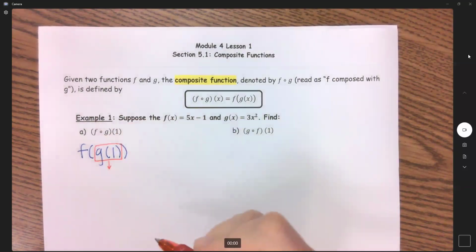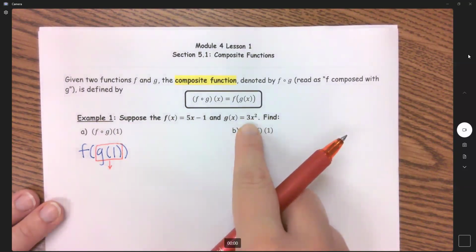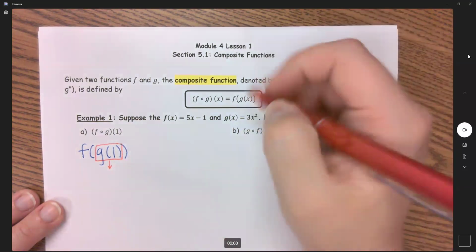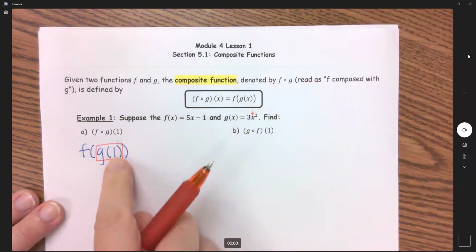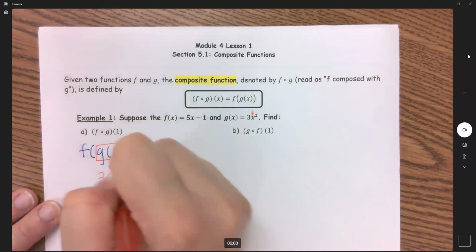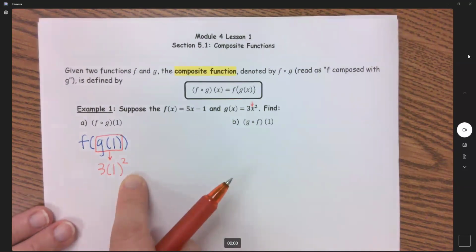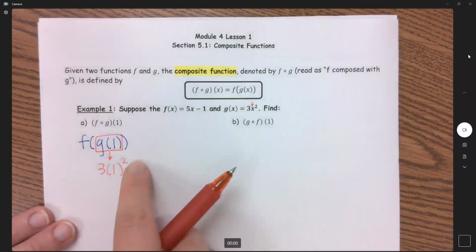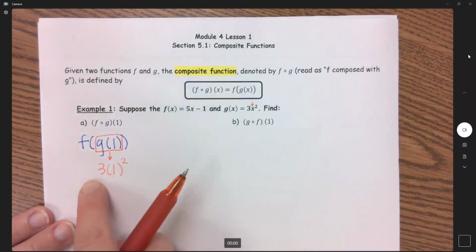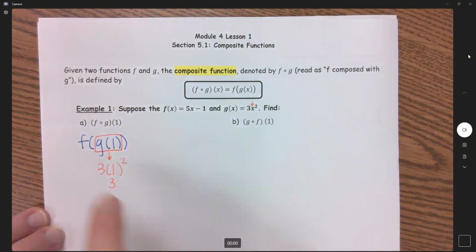So now let's work out what g of 1 is. My g of x function is 3x squared. So now I'm going to take this function, I'm going to replace this x with what x equals, this 1. So we have 3 times 1 squared. You can put this all in your calculator, but order of operation rules say exponents first and then multiplication. So this is 3. And so now I have evaluated what g of 1 equals.